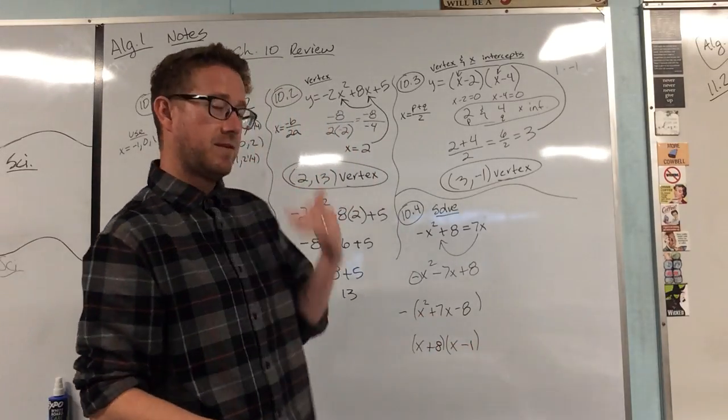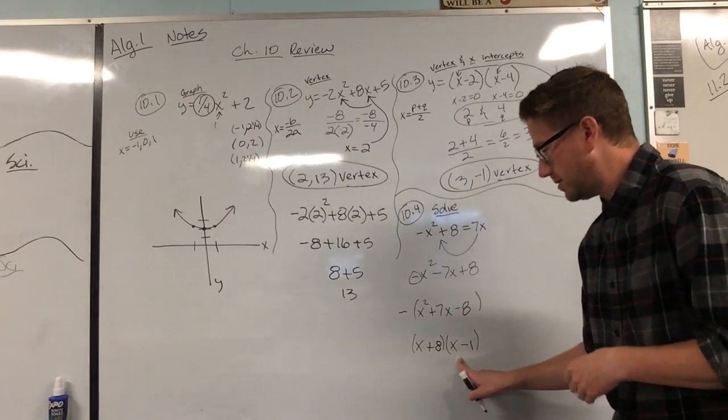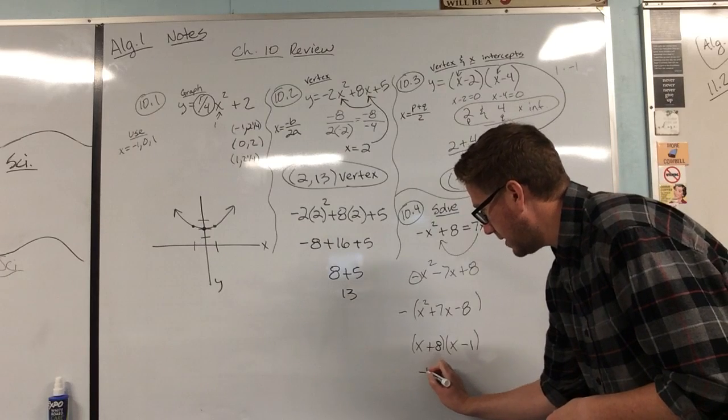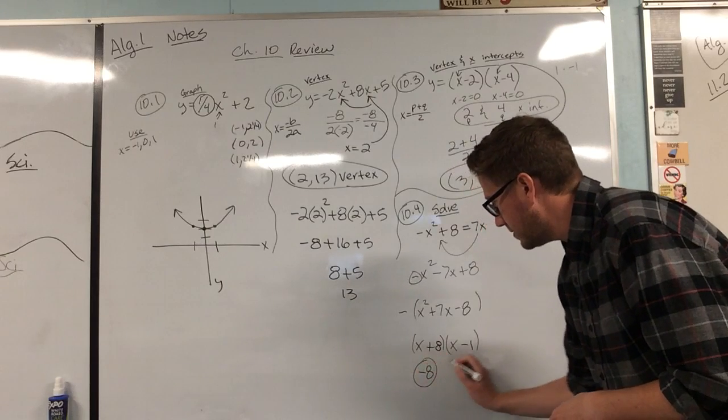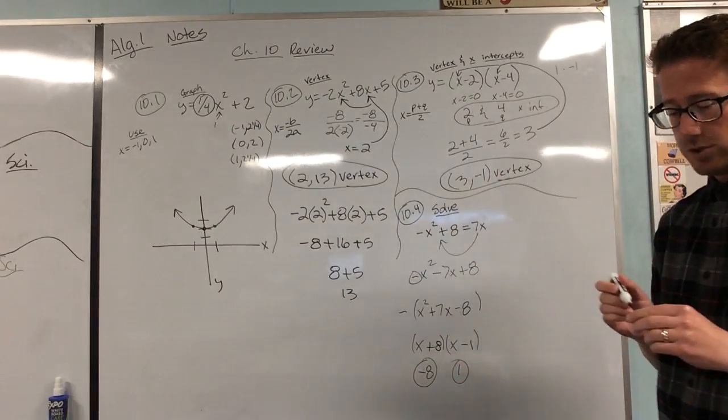And the final step is you're going to need to solve each of these parentheses. So this one's going to give you a negative 8, and this one's going to give you a positive 1. And that's going to be our solution.